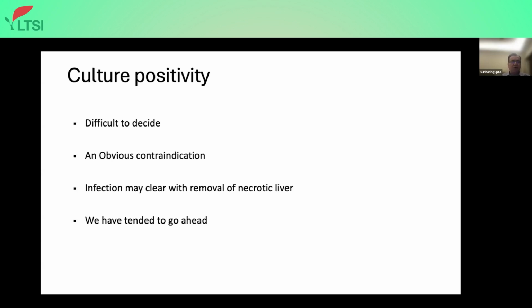So we, as a policy, have not tended to refuse a transplant just because some culture is positive. But if you feel overall that the risk of doing a transplant is less, that means the cerebral edema is not advanced, then we would go ahead. But we can discuss this in the question and answer session.